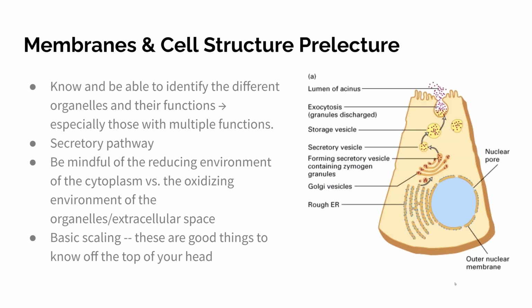Okay, so next we have the membranes and cell structure pre-lecture. As you guys know, you should know the different organelles and what their functions are, especially those that have multiple functions. And then as well, the secretory pathway of the stuff out of the cell, so these vesicles as they exocytose out of the cell.